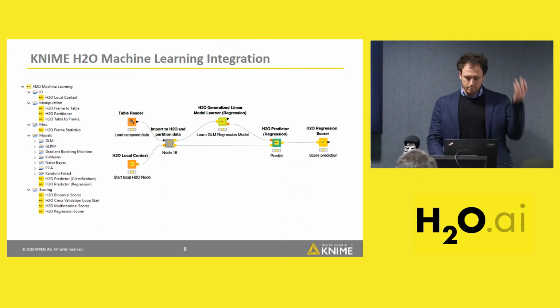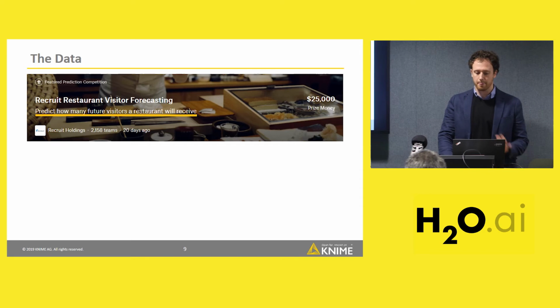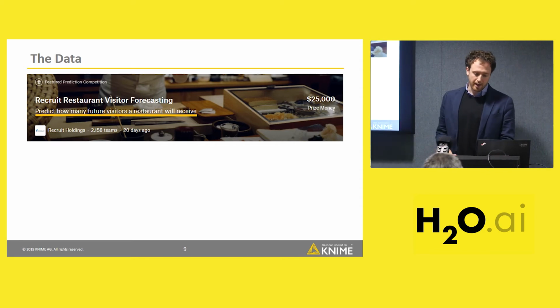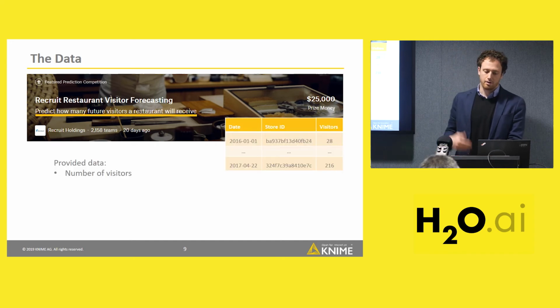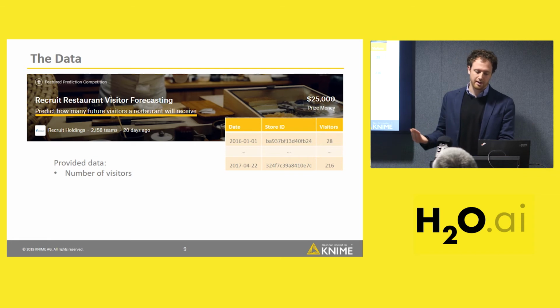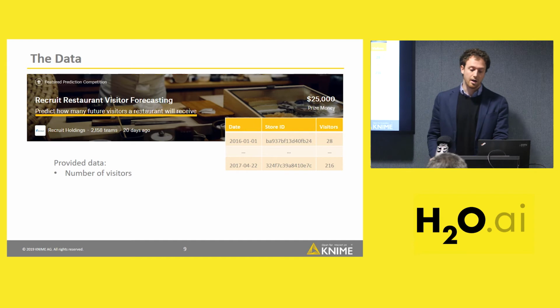So basically, we are going to show you a more radical, it's a Kaggle challenge, right? We're going to use a Kaggle challenge to show you how you can use H2O in KNIME. So we have this Japanese chain of restaurants, and they basically wanted to predict how many visitors they would have in each restaurant.